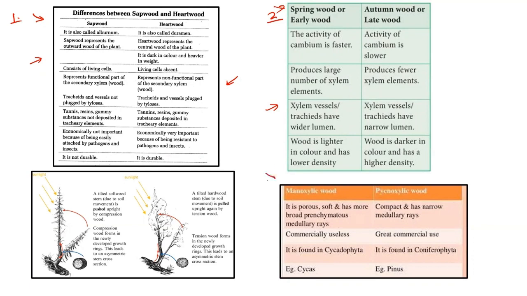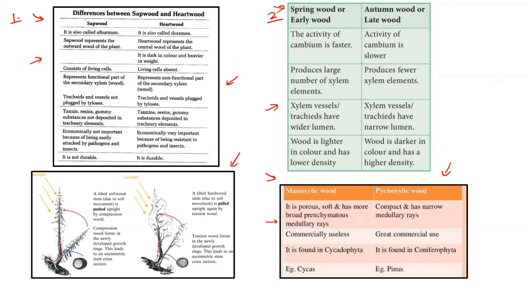Then we move on to the gymnospermic wood. In gymnospermic wood, we know that in Cycas we see manoxylic wood, whereas in Pinus we see pycnoxylic wood. In pycnoxylic wood, what is the state of the cambium, and in the manoxylic, what is the state of the cambium, that you should be knowing, and which one is more useful and which one is less useful. You can refer to this table, and this might fetch you a question in the exam, because this is a portion that is also present in the gymnosperm, and here it is also present. So this can fetch you a question.